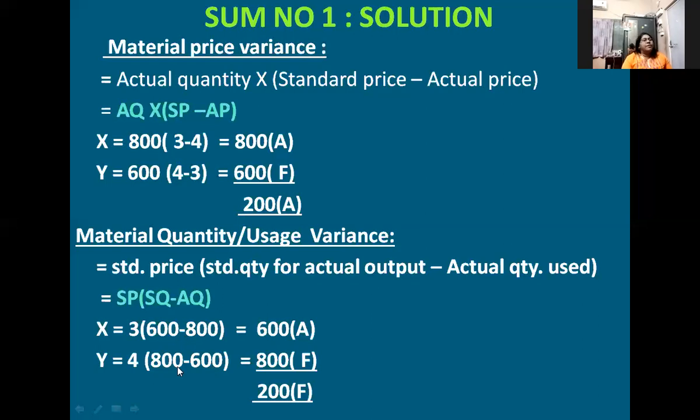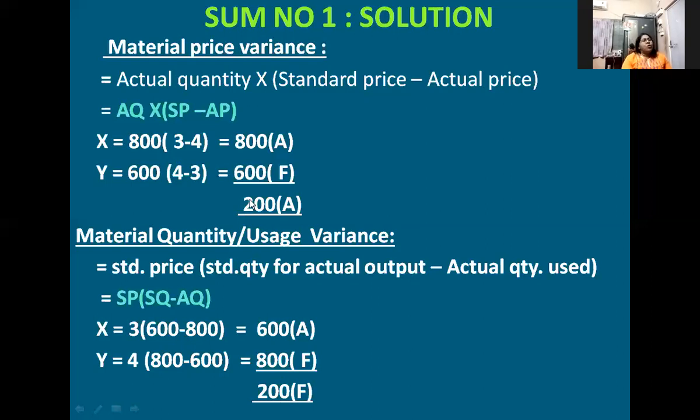800 minus 600, minus 200. So minus 200 into 4, and then, sorry, 800 minus 600, you will get plus 200. 200 into 4 is 800. This is favorable, this is adverse. So here the favorable is more than the adverse, so we are getting the resulting answer as 200 favorable.